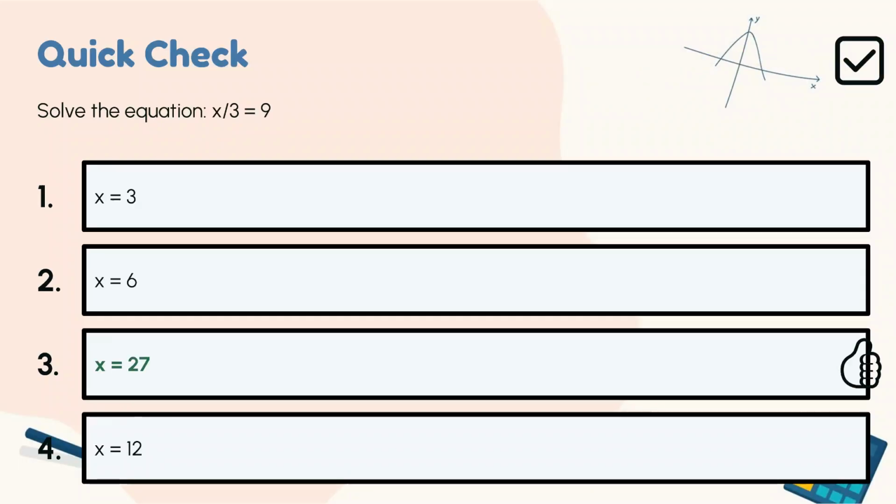The correct answer is x equals 27. Here's why. The equation is x divided by 3 equals 9. To undo dividing by 3, we multiply both sides by 3. On the left, x divided by 3 times 3 leaves x. On the right, 9 times 3 equals 27, so x equals 27.